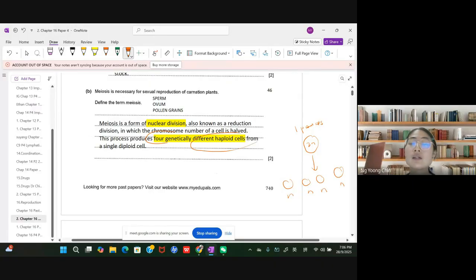Okay, four haploid cells. And these four haploid cells are not genetically identical, which is when you compare this cell with this cell, it's totally different. It's also different from their parent cell. So each of the haploid cells has a unique combination of genetic traits, due to the result of meiosis.